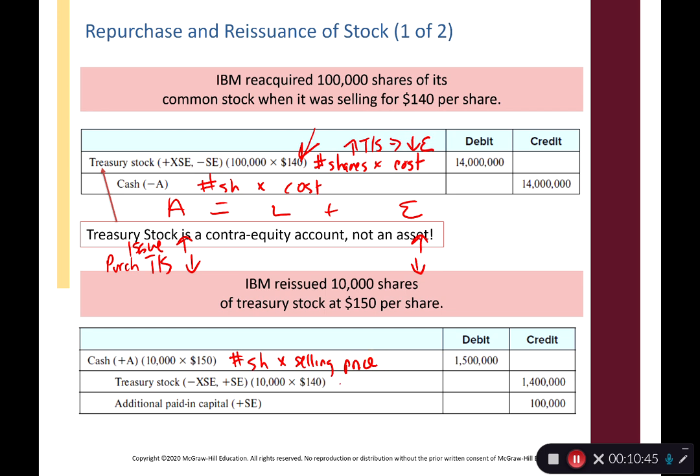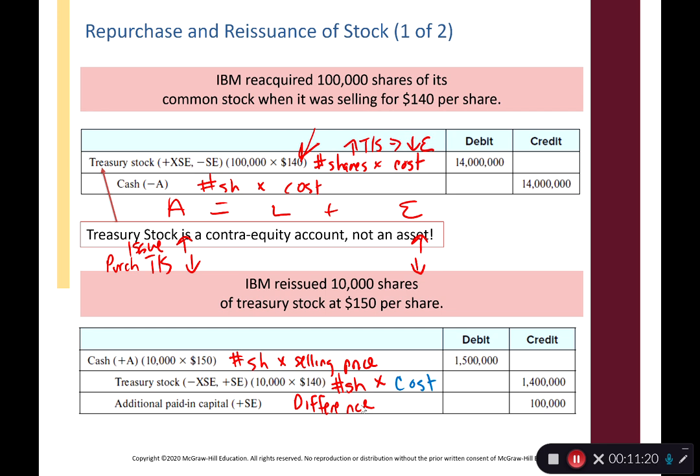And here's the important part. We're going to decrease our treasury stock by the number of shares times, and it's so important, I'm going to change the color, the cost of those shares. And then additional paid in capital is the account we use to record any difference. So again, whenever we reissue treasury stock, you want to remember to take the treasury stock off the books for what you put it on at, which is that cost.